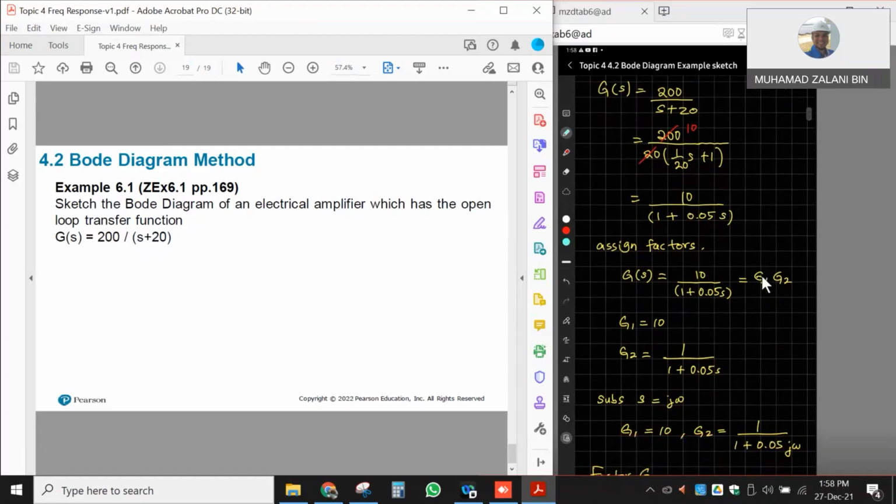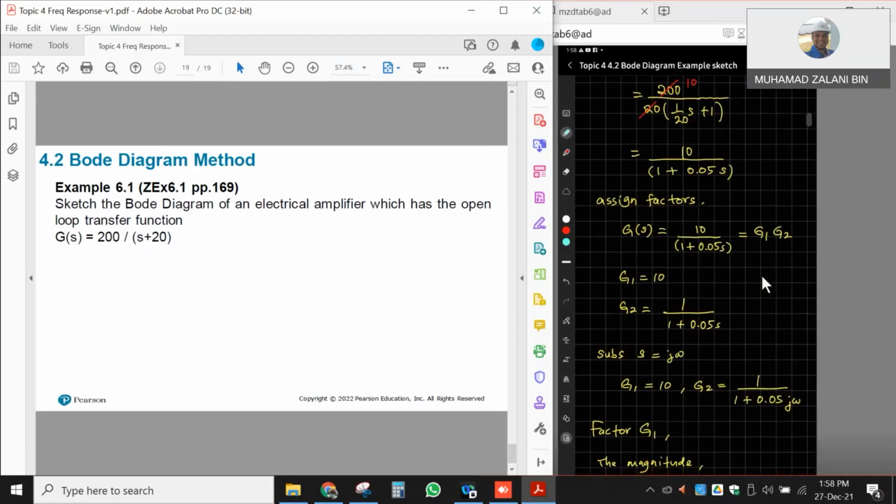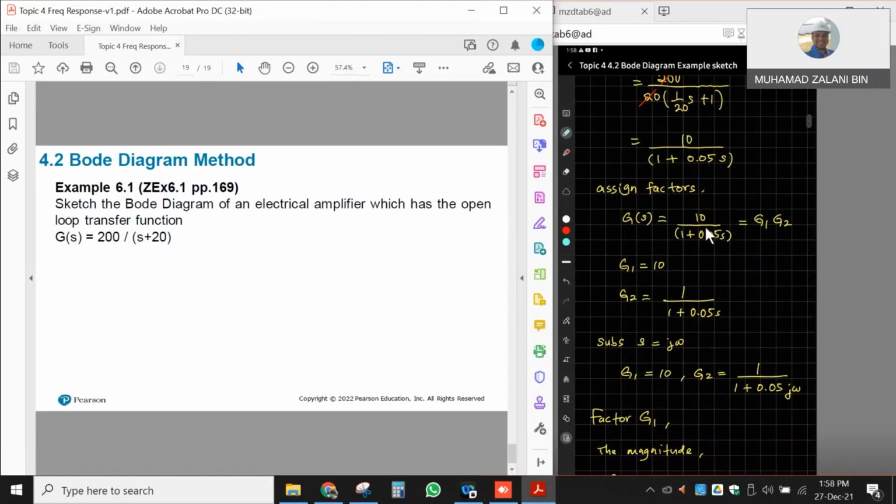So now we can assign the factors so that we can use the log properties, right? Let's say we split this function into G1 and G2, G1 times G2. G1 is K. G1 equals 10, like G1 equals K, a constant factor. For G2, it is 1 over 1 plus 0.05s.